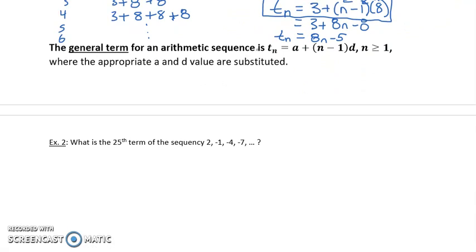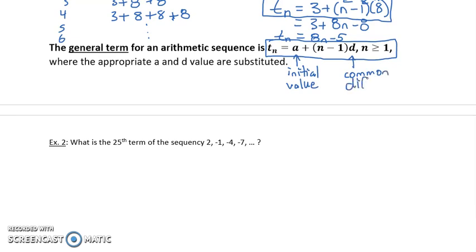Specifically, the general term for an arithmetic sequence is this: Tn equals a plus n minus 1 times d, where the appropriate a and d values are substituted. Remembering that a is the initial value, or the starting value, and that d is your common difference. Now I've said that n has to be greater than or equal to 1 because I can't have an n value that's negative, because n refers to the term number. So I always start with the first term and count up from there.